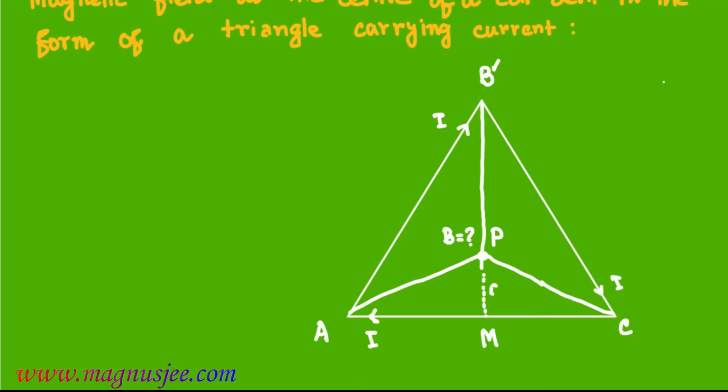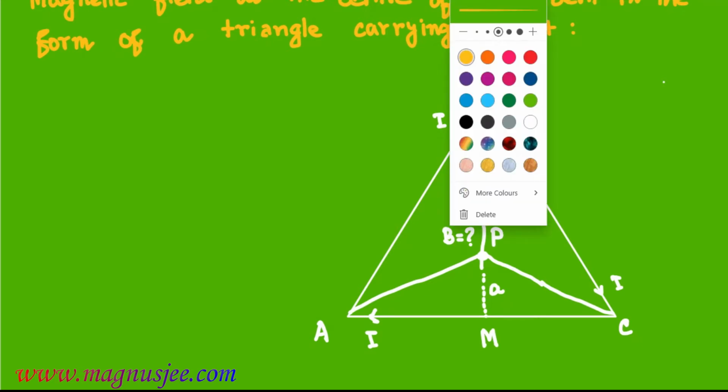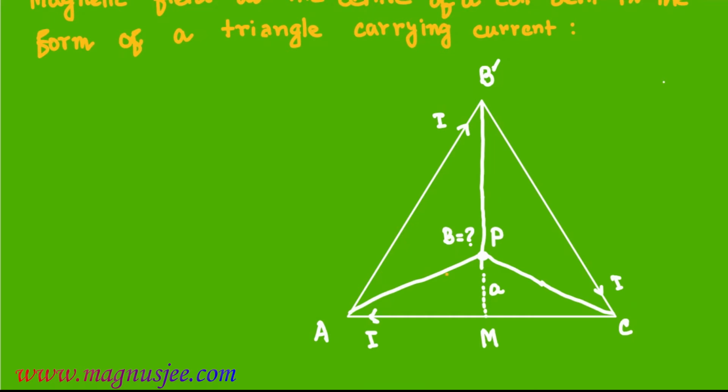That means B equals question mark at the centroid P. Small a is the perpendicular distance of the centroid P from the side AC. The oblique distance AP makes an angle phi 2 with the perpendicular distance a, and the oblique distance PC makes an angle phi 1 with the perpendicular distance a.